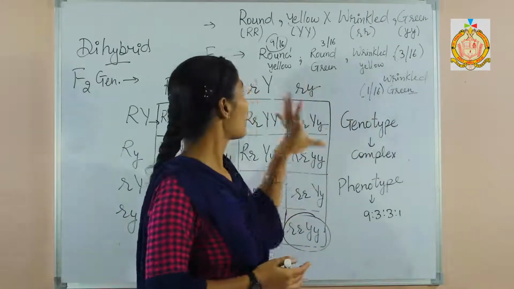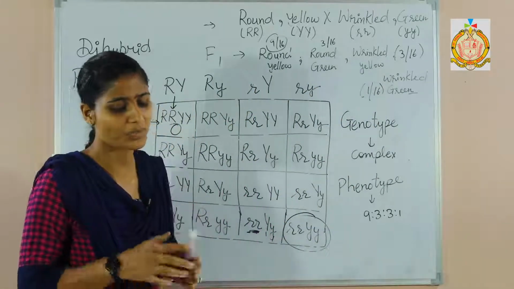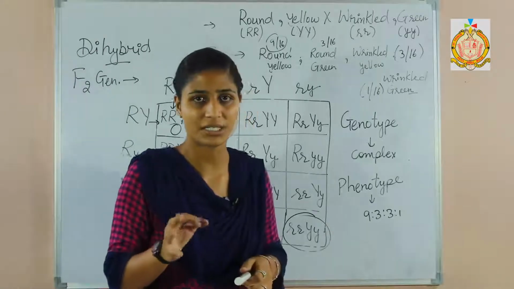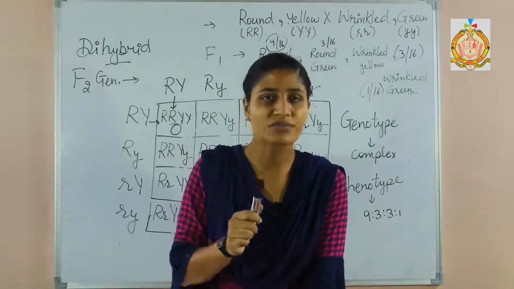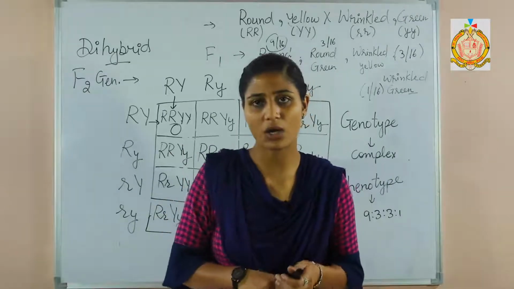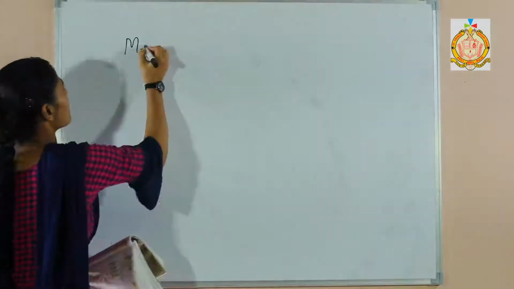So this was your dihybrid ratio. Hope you understood. Next we are going to discuss Mendel's laws of inheritance. Mendel has given 3 laws of inheritance. First is known as the law of dominance, second is the law of segregation, and third is the law of independent assortment. So let us discuss that.